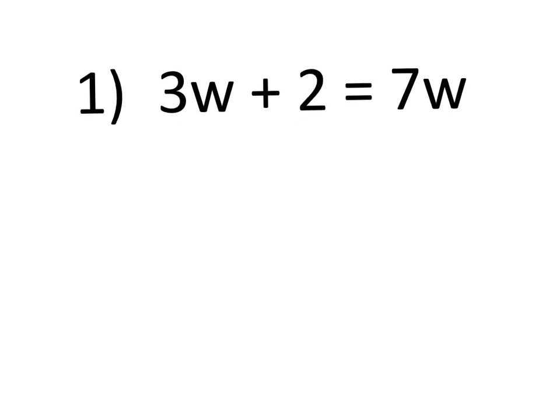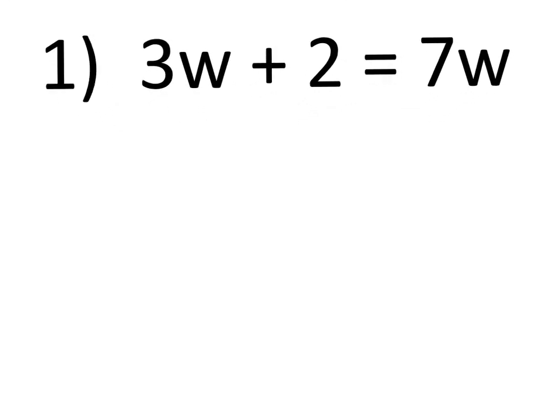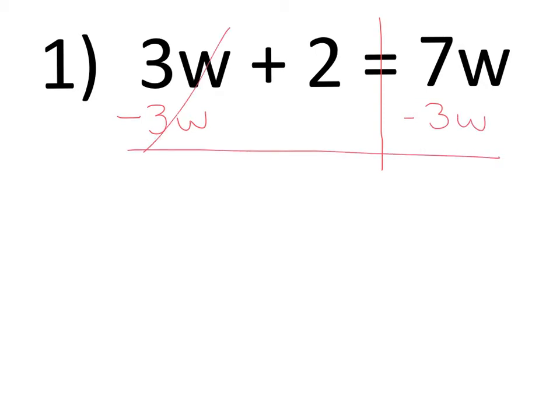So what do we do when we have a variable on both sides? Now, if you need to, go ahead and continue to draw your wall. And what we need to do is get the W's on the same side. So what I'm going to do to get that done is take this 3W and push it over there. Now remember, we're undoing. So since it's a positive 3W, we're going to subtract 3W from both sides. So the 3W's will cancel. I have 2 equals 4W.